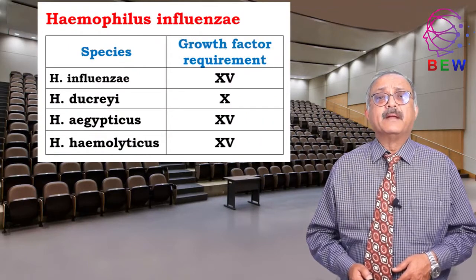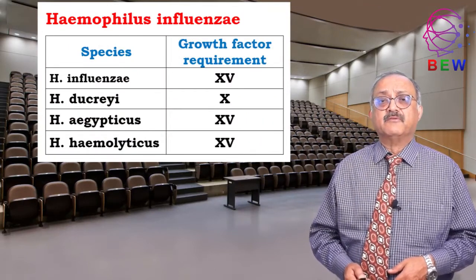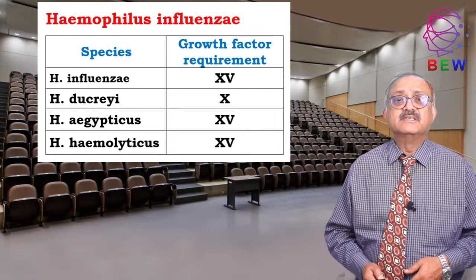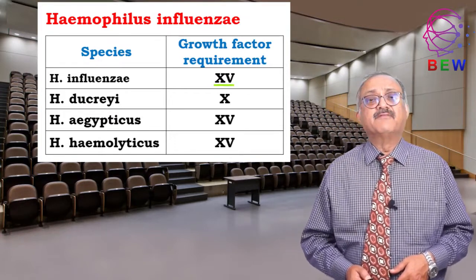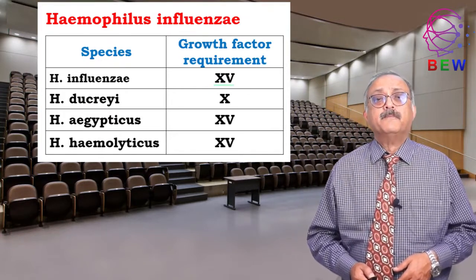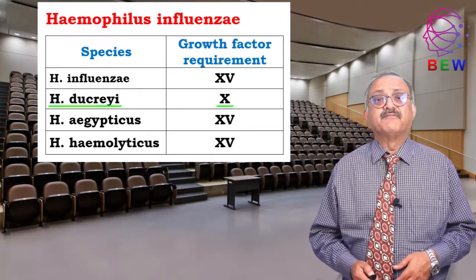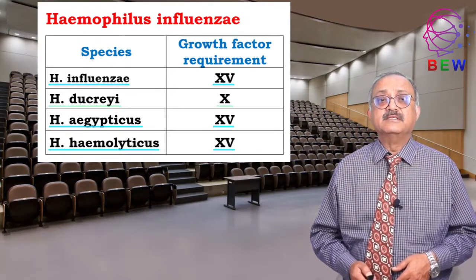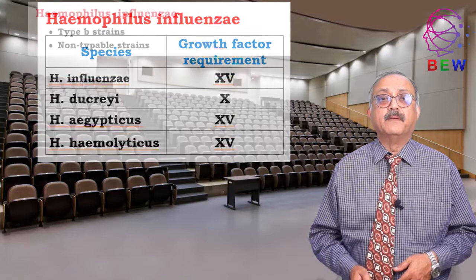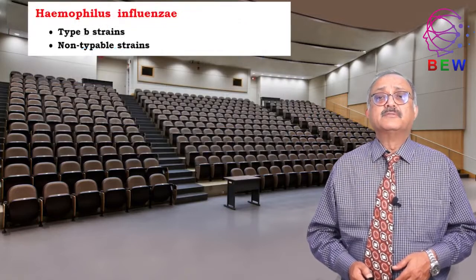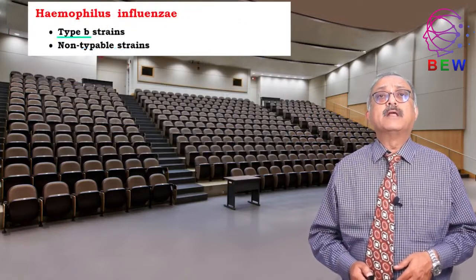So this chart depicts the growth characteristics of various Hemophilus species. As you can see, factor X and factor V are evident. In ducreyi you don't require factor V. In others, influenzae, aegyptius, haemolyticus, you require them. This is the difference between type B strains and non-typable strains.